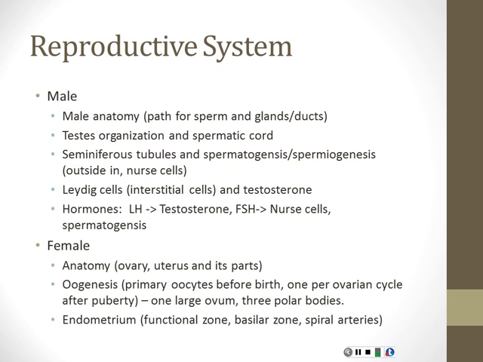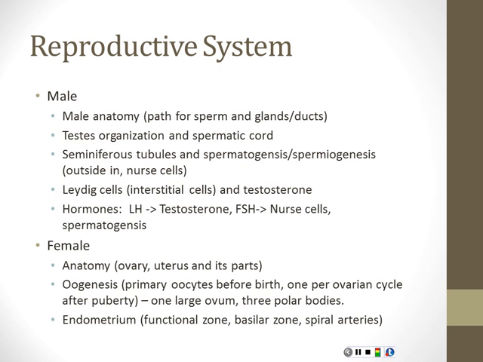Luteinizing hormone stimulates the Leydig cells to produce testosterone, right? And FSH triggers the nurse cells to do spermatogenesis, right? And then the last piece is testosterone stimulates spermiogenesis. So, a relatively simple hormone system compared to the female.